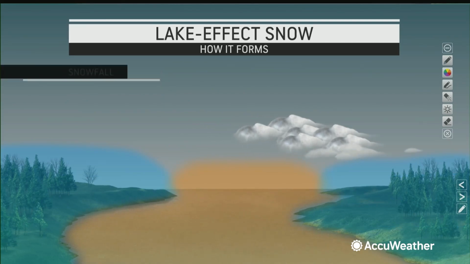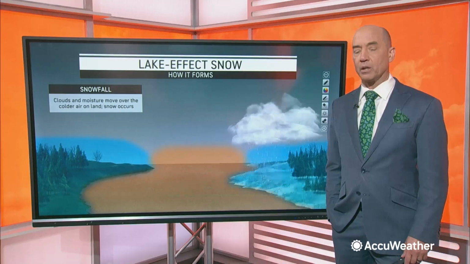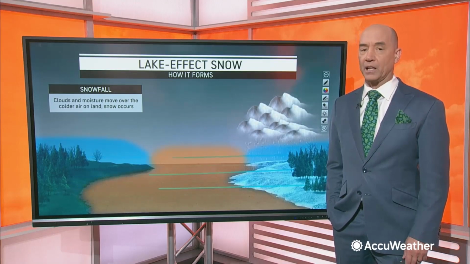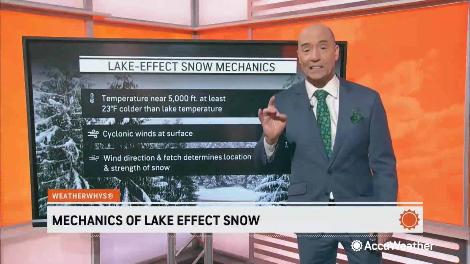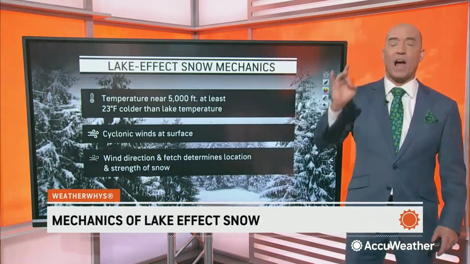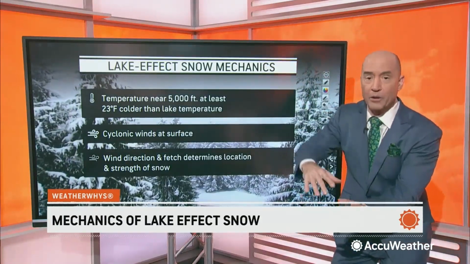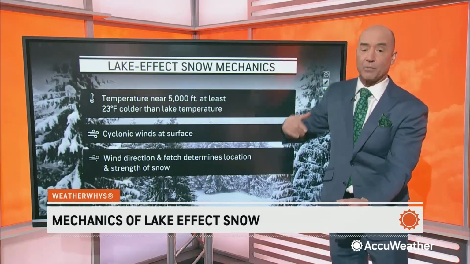So that's kind of the easy explanation. I want to break it down a little bit more for you. Let's talk about the mechanics of it. Okay, let's talk about the warm water and the cold air aloft. You need at least a 23-degree Fahrenheit difference between the lake water and the colder air aloft. That's at around 5,000 feet.